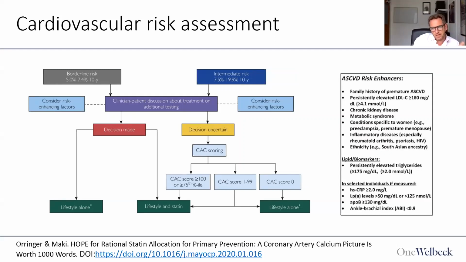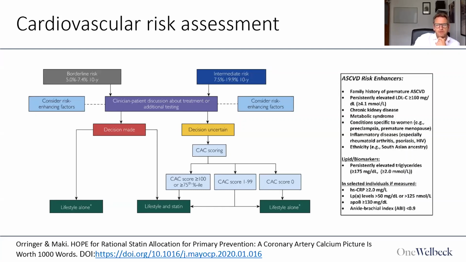So looking at this, people who are in the intermediate range or in the upper end of the lower risk range, think about risk enhancers. So those are family history, high LDL cholesterol, CKD, metabolic syndrome, and a variety of others. In those who clearly need enhanced risk factor control, then that's straightforward. If you're in any doubt, or if the patients are unkeen, then that's where coronary artery calcium scoring with or without CT angiography may be helpful.